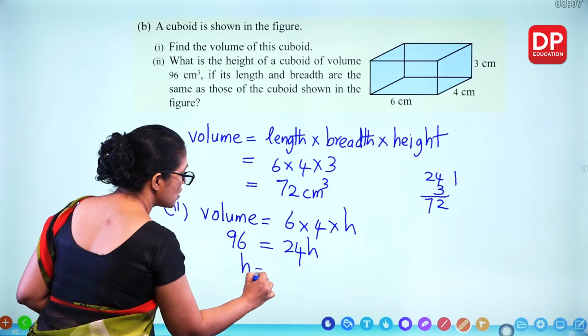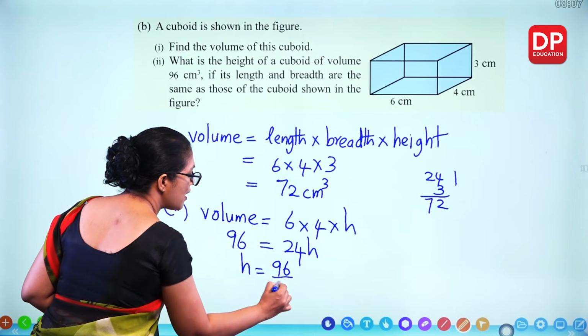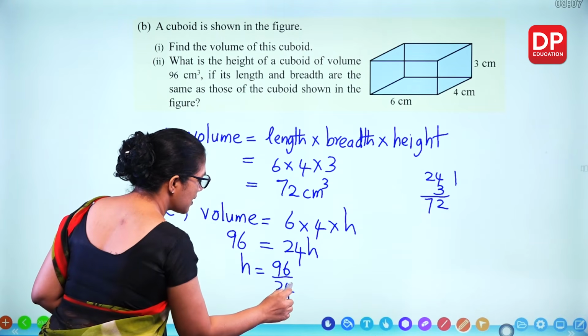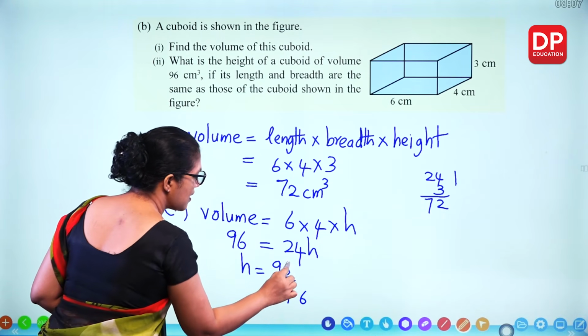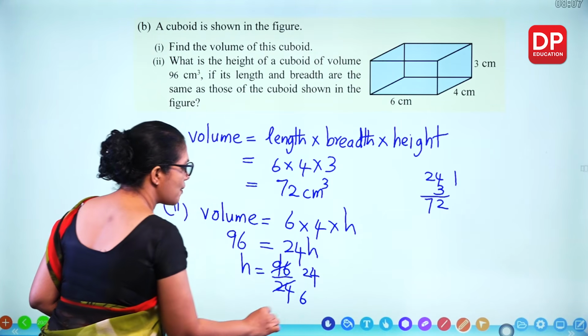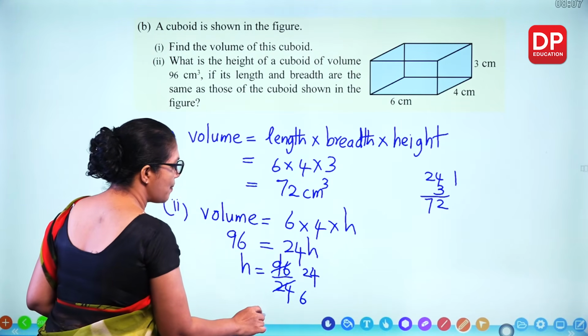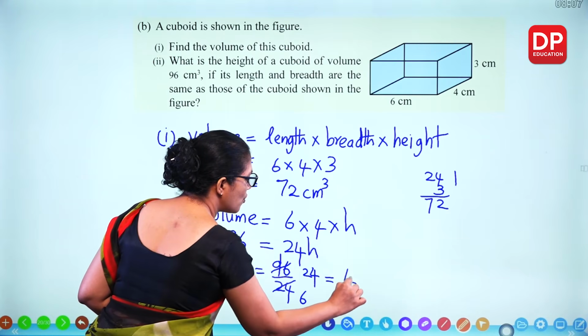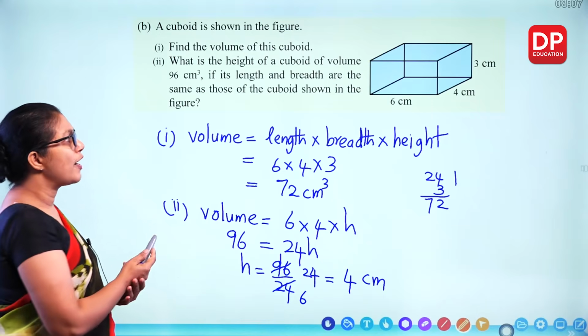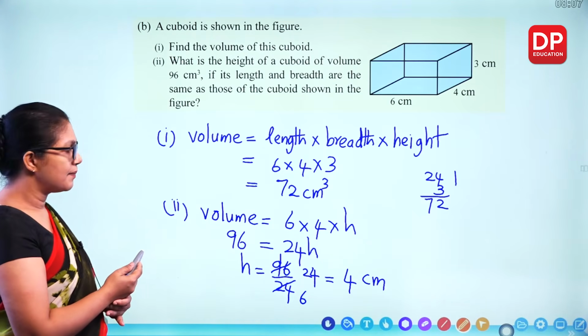So what's h? 96 divided by 24. So we'll divide by 4 first. 4 times 6, 4 times 2, 8. For 16, that's 4 times 4. Then 24 divided by 6 is 4. So the height of this new cuboid is 4 centimeters.